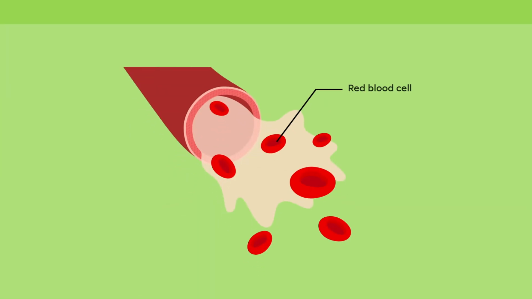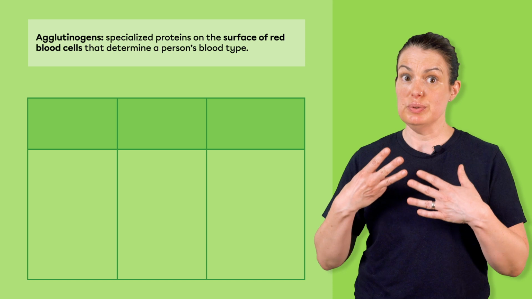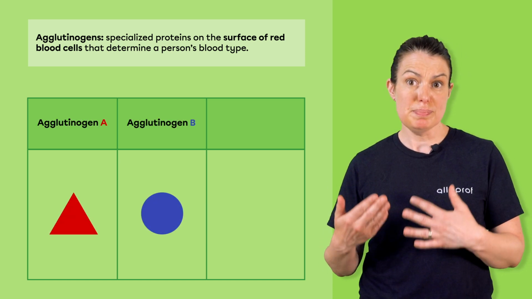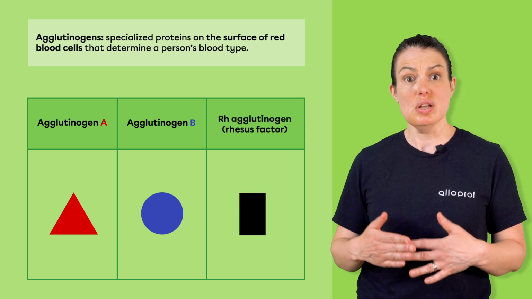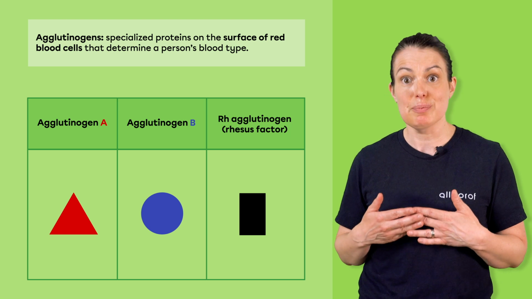A person's blood type is a genetic trait related to red blood cells. The blood type actually depends on the proteins on their surface. These proteins are called agglutinogens. There are 3 types of agglutinogens: agglutinogen A, represented by a red triangle, agglutinogen B, represented by a blue circle, and Rh agglutinogen, also called rhesus factor, or simply Rh factor, represented by a black rectangle. The presence or absence of these proteins is used to identify a person's blood type.